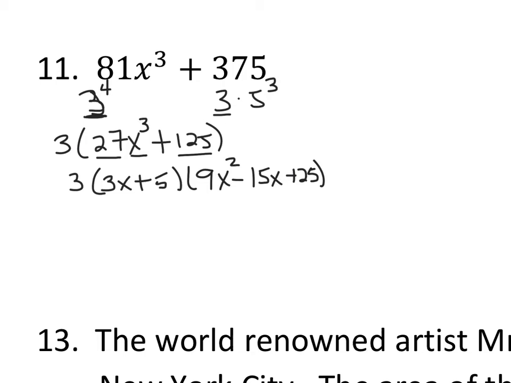Okay, so we have 9x squared minus 15x plus 25. So I squared the 3x, I got 9x squared. I multiplied the 5 times the 3, and I got 15x, and then I squared the 5 and got 25. Just remember, if this sign is positive, this next sign is negative. And that's it. And we just put a box around our answer, and we're done.